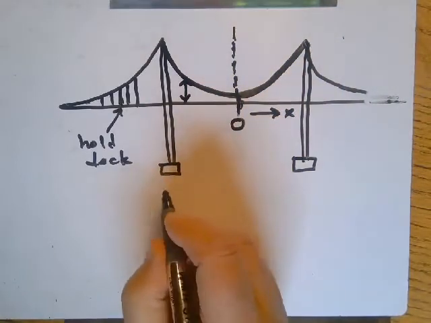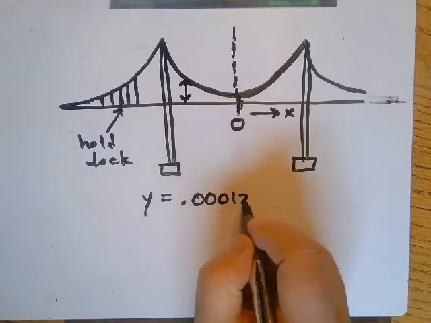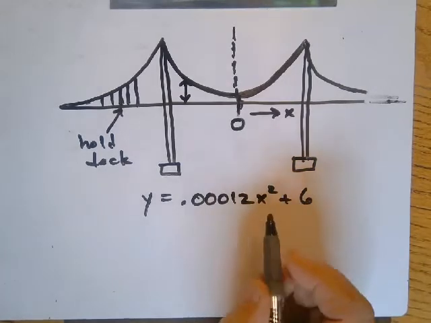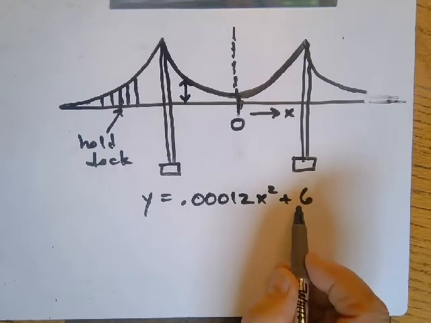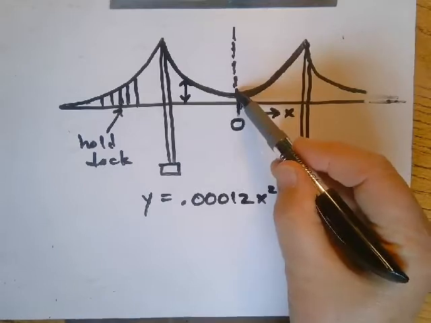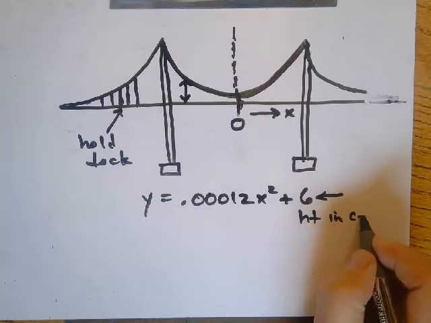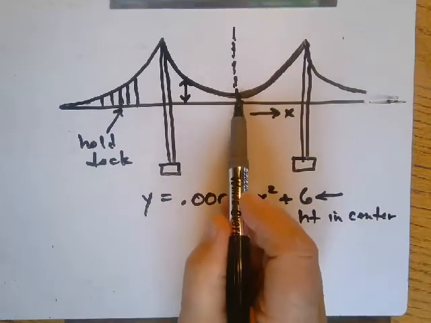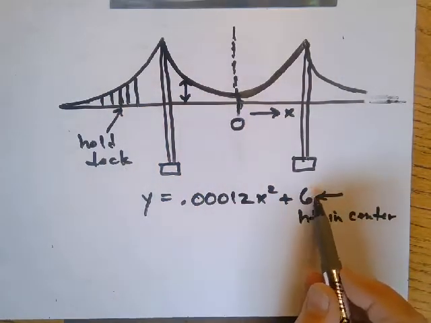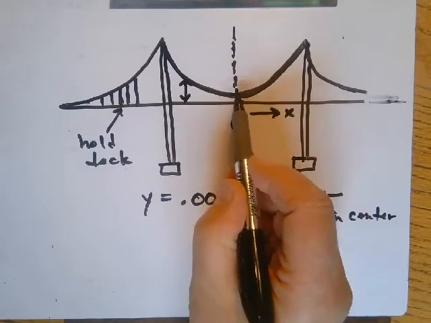Well, the formula that they give us is y equals 0.00012 x squared plus 6. Now you'll notice that a parabola has a general form where this constant at the end is the initial height. This 6 represents the height in the center. So what it's saying is that at the center of this bridge, that supporting cable is exactly 6 feet off of the deck. So this is 6 feet right here, okay?